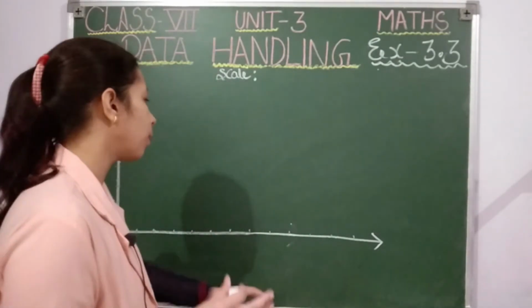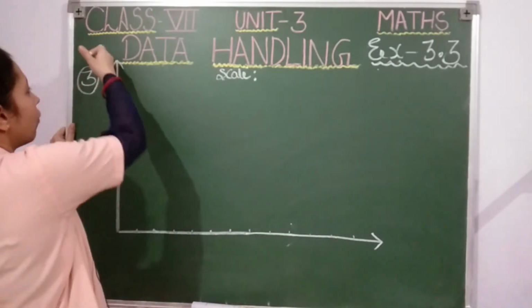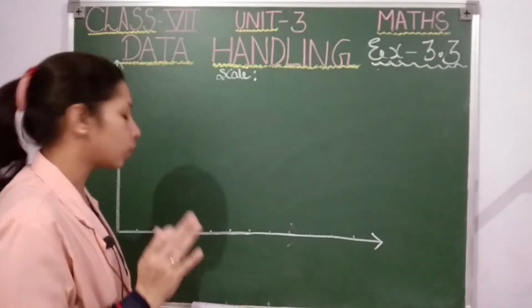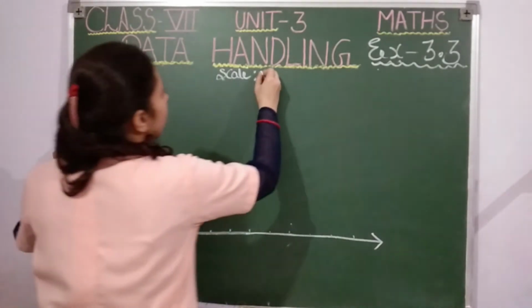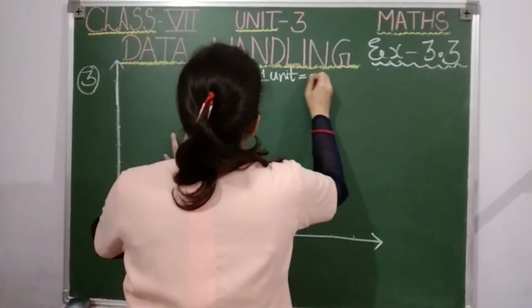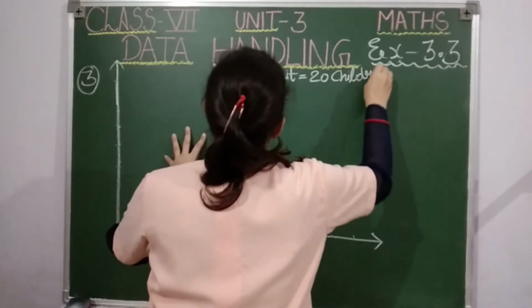So in your graph copies, take out a graph sheet and first draw like this. Draw the y-axis and x-axis, students. Okay. After drawing, what will you do now, students? Look, we have decided that the scale will be 1 unit will show 20 children. So first mark this: 1 unit will show 20 children.